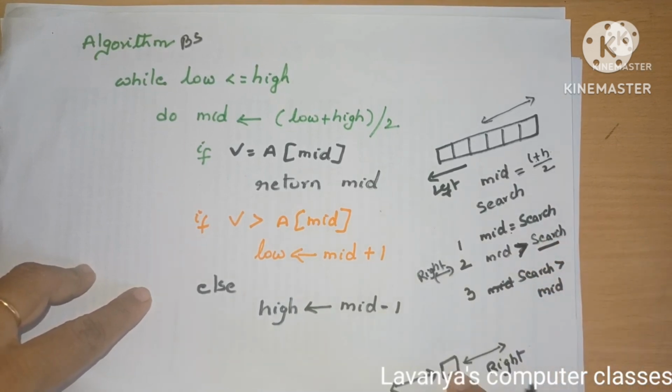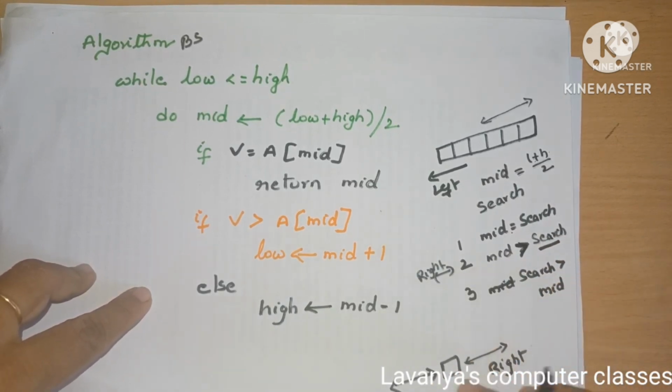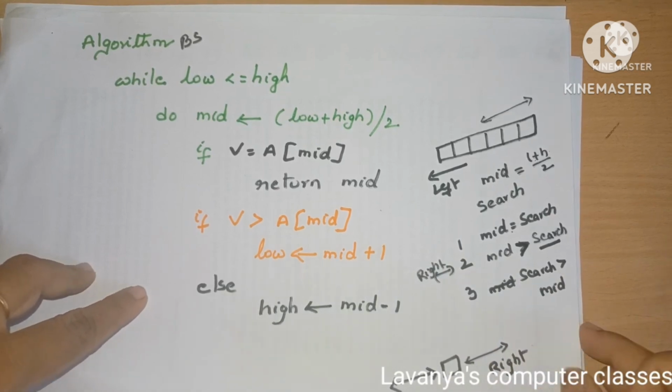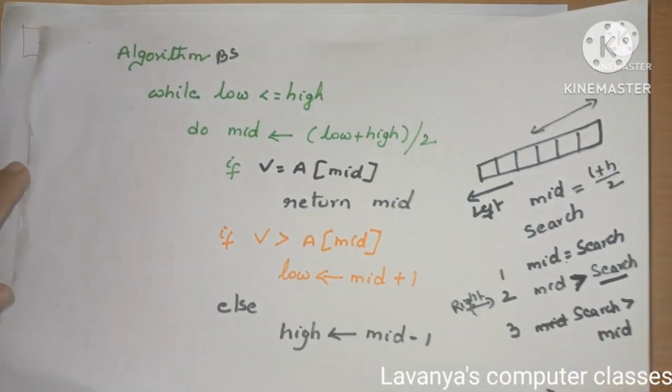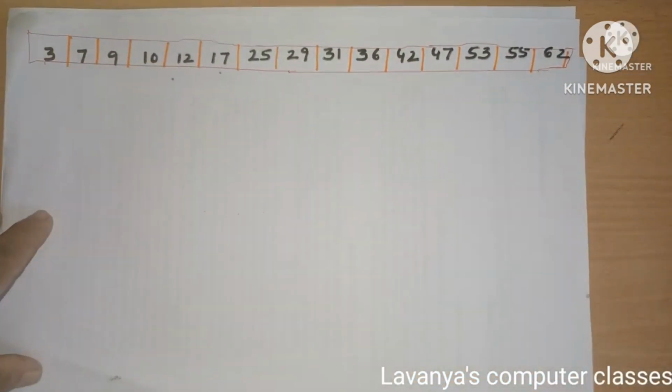That means if the middle element is more, go to the left hand side. If the middle element is small, then go to the right hand side. So like this we can start our procedure. Through an example I will explain.